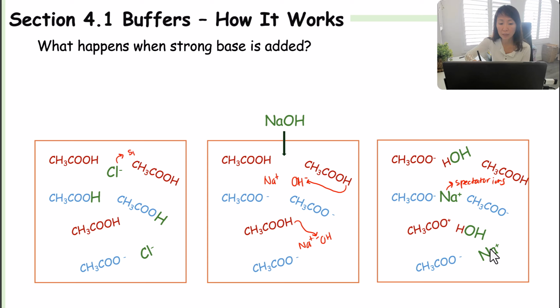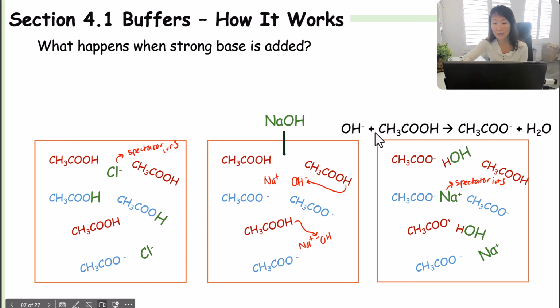So is chloride a spectator. If I were to rewrite this as a balanced chemical equation, we have hydroxide with the acetic acid forming its conjugate base and water. HOH is the same as H2O. I just wrote it in this convention to show you where this H is coming from. This H is coming from what was once the acetic acid.